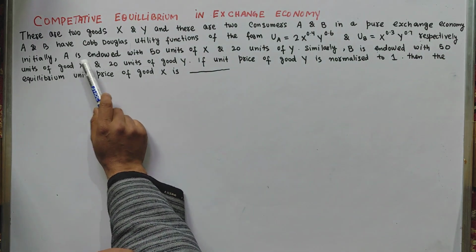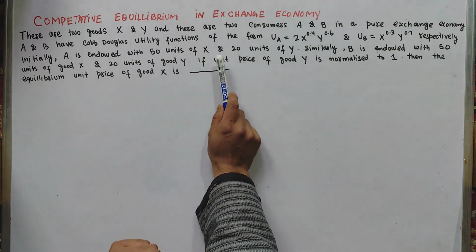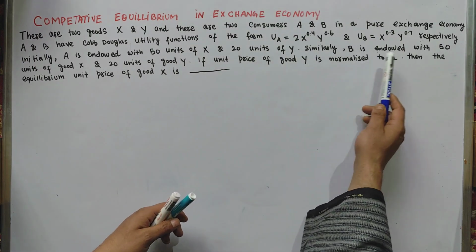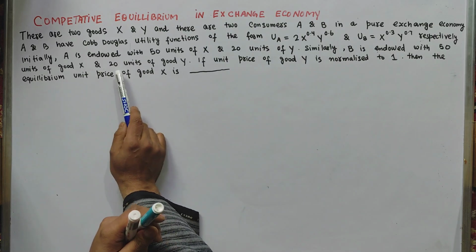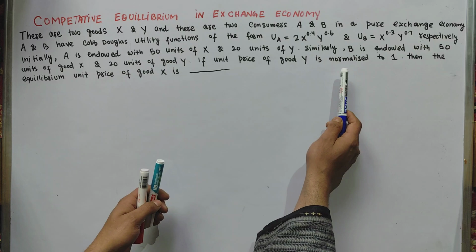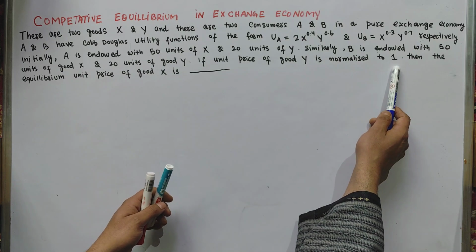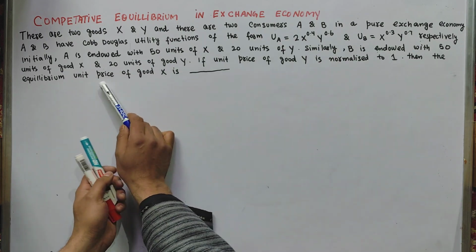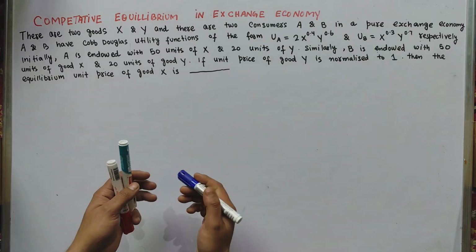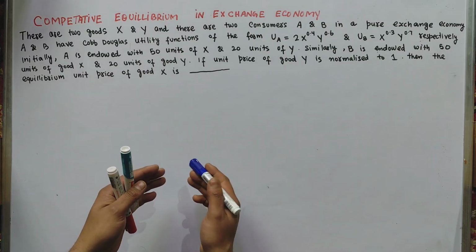Initially, consumer A is endowed with 50 units of good X and 20 units of good Y. Similarly, consumer B is endowed with 50 units of good X and 20 units of good Y. If the unit price of good Y is normalized to unity, that is equal to 1, then we need to find the equilibrium unit price of good X. Okay, so this is actually a pure exchange economy question.